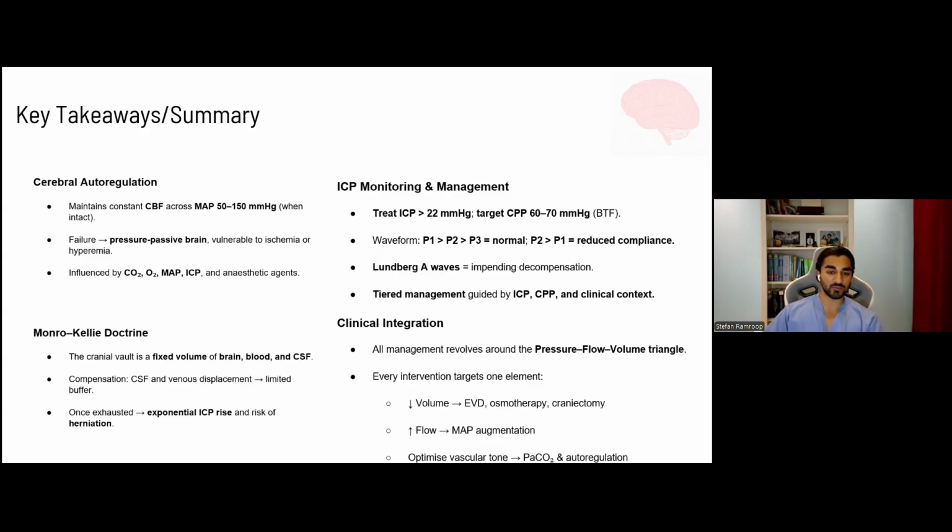Third, ICP monitoring lets us quantify the physiology that we talked about, and we want to treat sustained ICPs above 22 millimeters of mercury, aiming for a CPP of 60 to 70, as well as pay attention to our ICP waves. And then we want to integrate this clinically by ensuring that every intervention we make targets a particular corner, or a way that we can influence the blood flow to the brain. So you can either reduce intracranial volume, increase your perfusion, or stabilize your vascular tone.